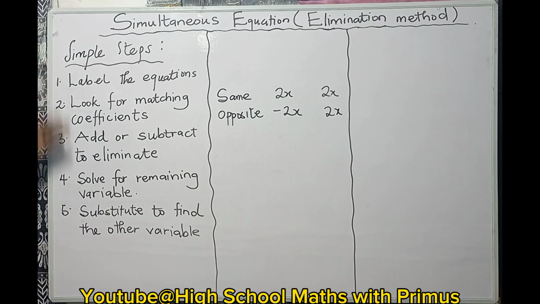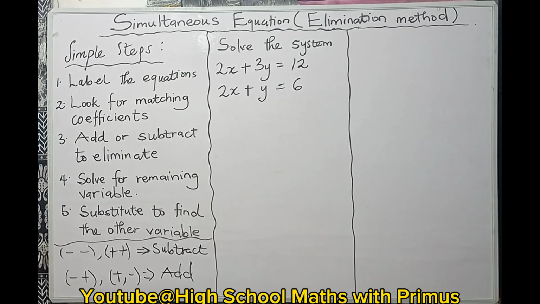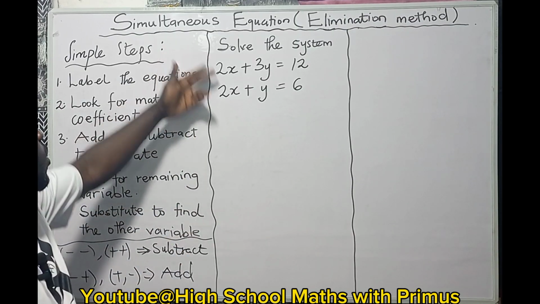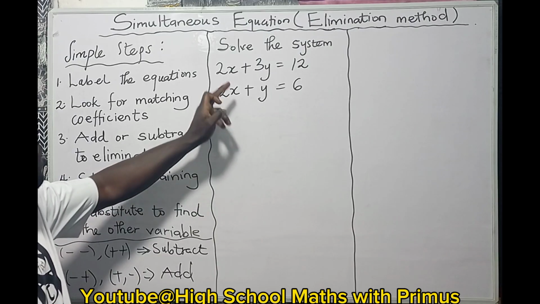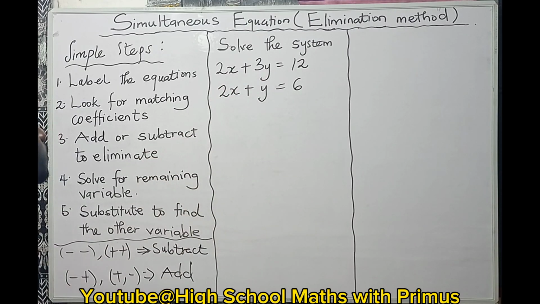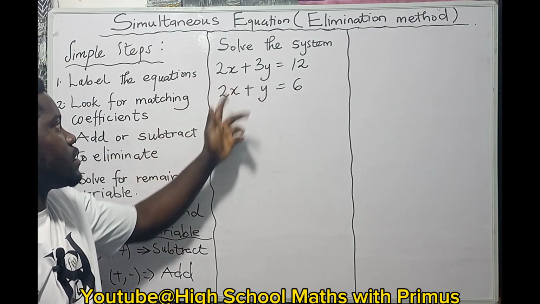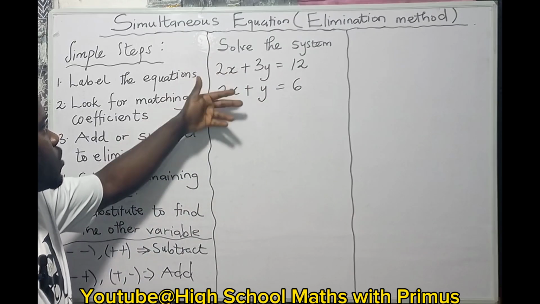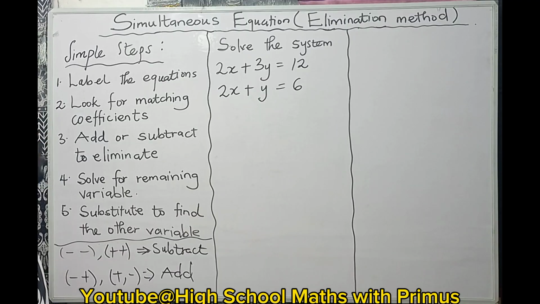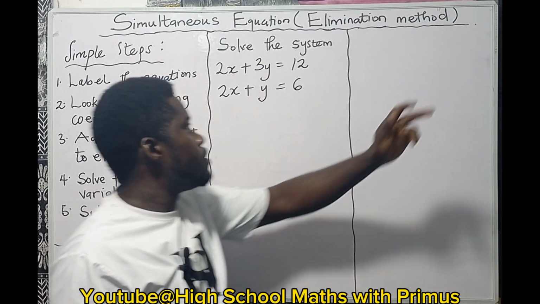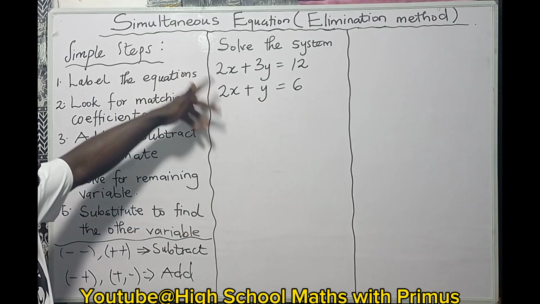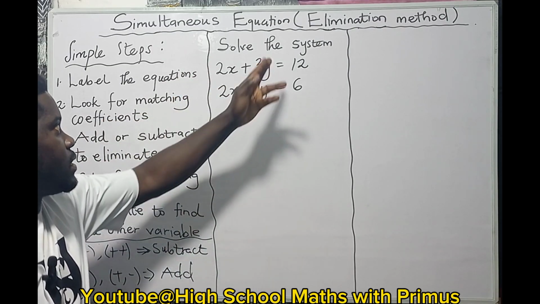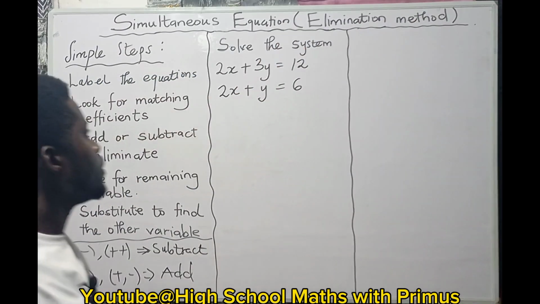So it may sound confusing seeing it like this. Let's put it into practice. Now, this is a simultaneous equation involving the variables x and y. And we are told to solve that system. In other words, we are told to solve for the values of x and y in these two equations using the elimination method. So far, this is a simultaneous equation. You can use other approaches, but in this case, we are using the elimination method.